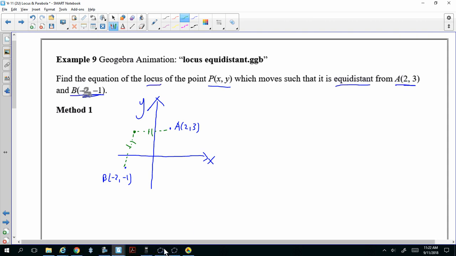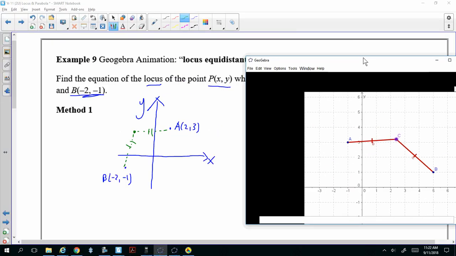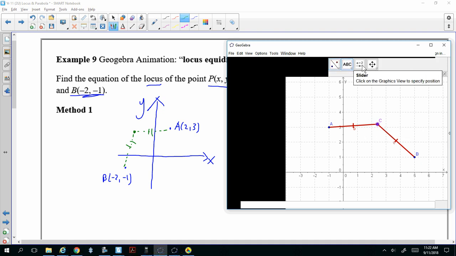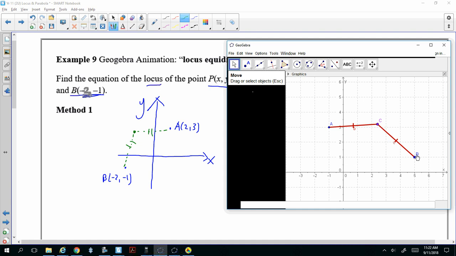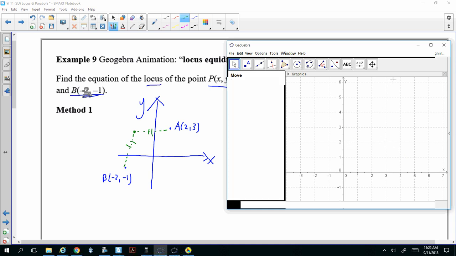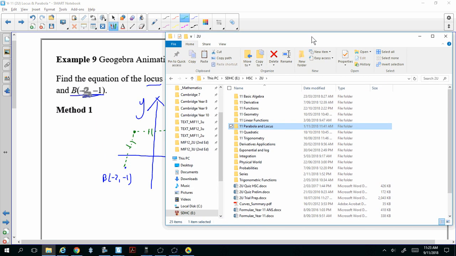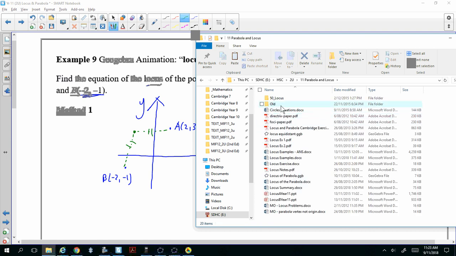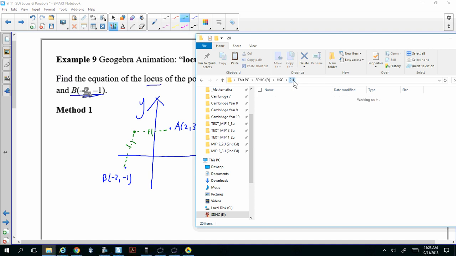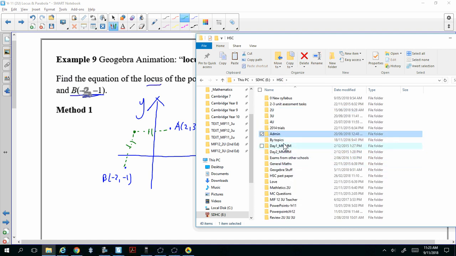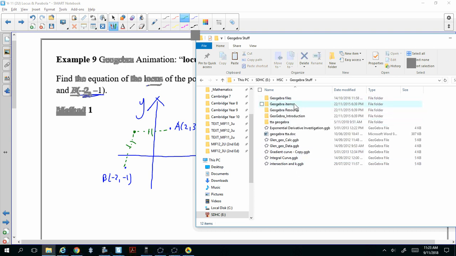No, I'm just changing the screen. All right, let's try again. Algebra stuff. Locus.